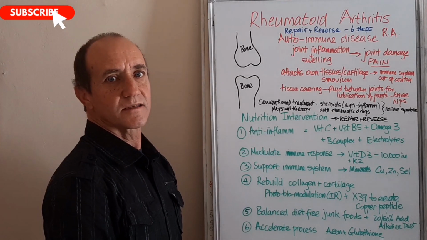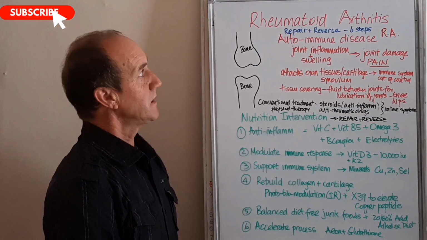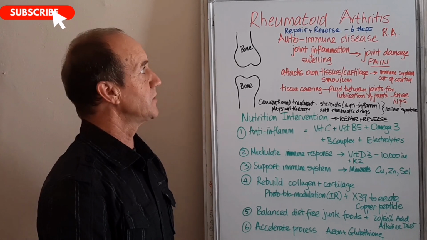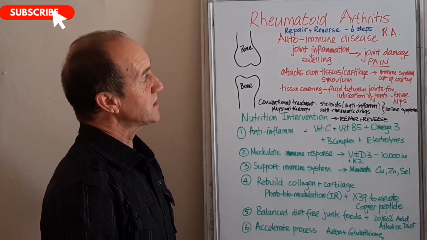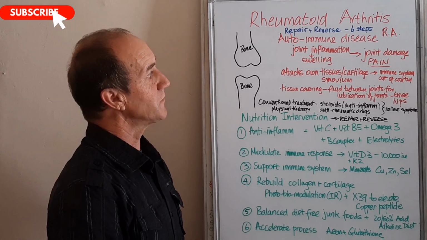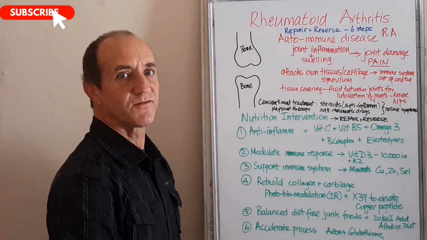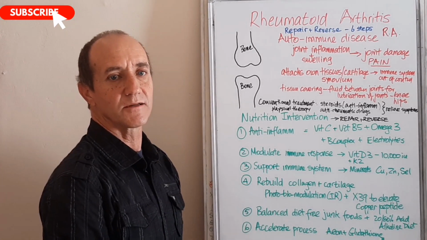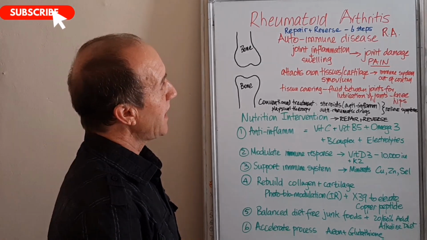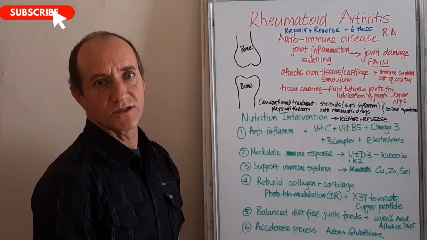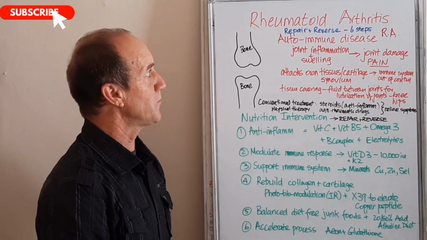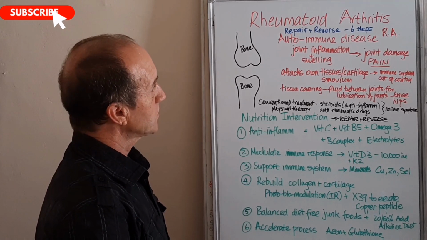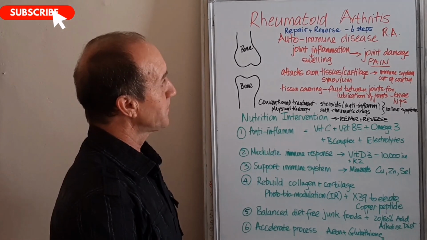Rheumatoid arthritis, commonly known as RA, is an autoimmune disease which attacks your tissues, cartilage, and synovium. I will explain what synovium is. It's a fluid between the joints that helps lubricate them. The damage creates joint damage, which evolves into pain. So there's swelling and inflammation.